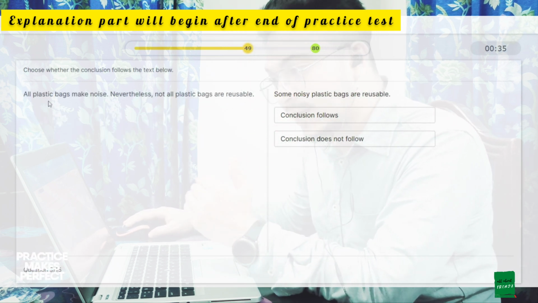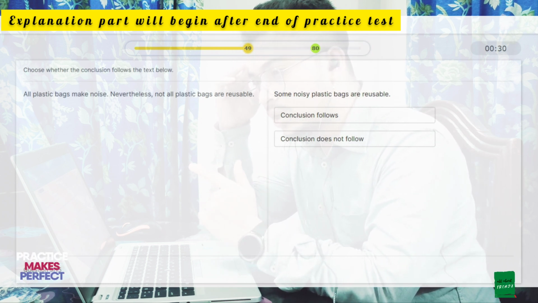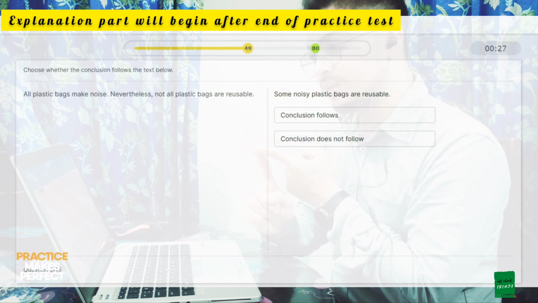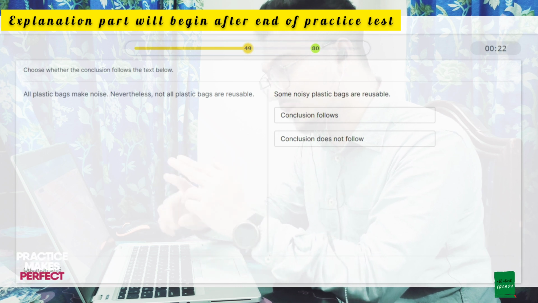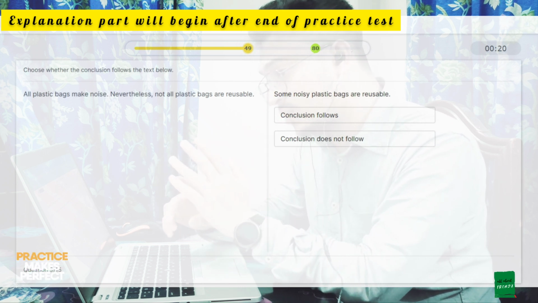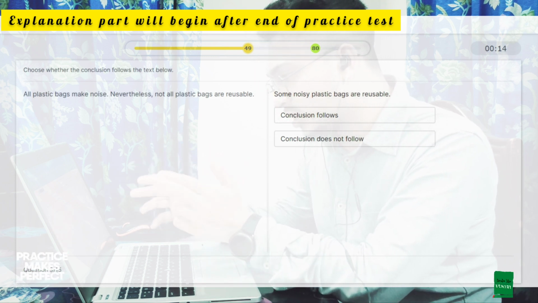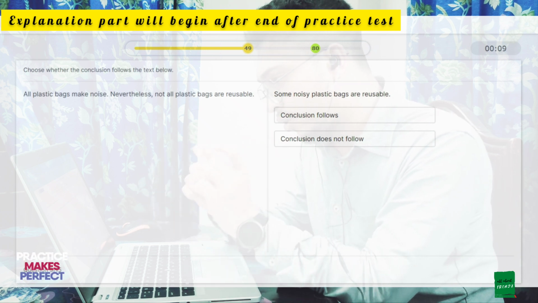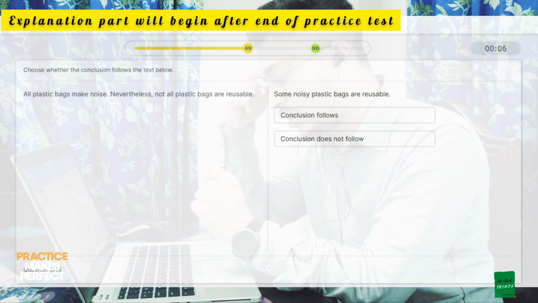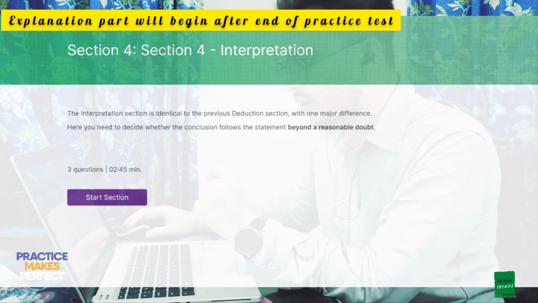All plastic bags make noise, nevertheless, not all plastic bags are reusable. Okay, it means all plastic bags make noise, but not all plastic bags are reusable. I mean, there are some plastic bags you can't use. Okay, so the question says some noisy plastic bags are reusable. Now you have to link the plastic bag with a noisy term. Like a noisy metaphor. Okay, so reusable. Okay, so if you consider that, oh my god, I missed that.